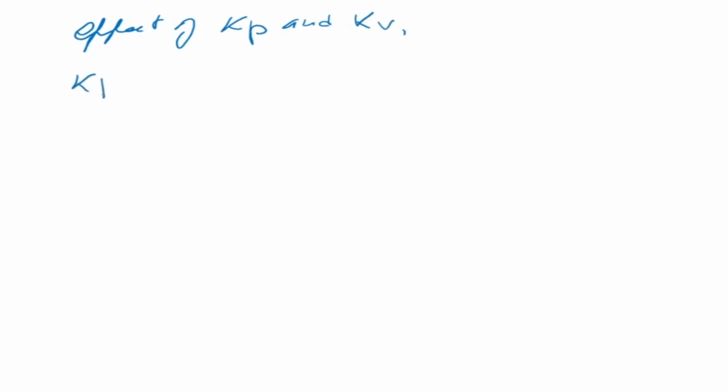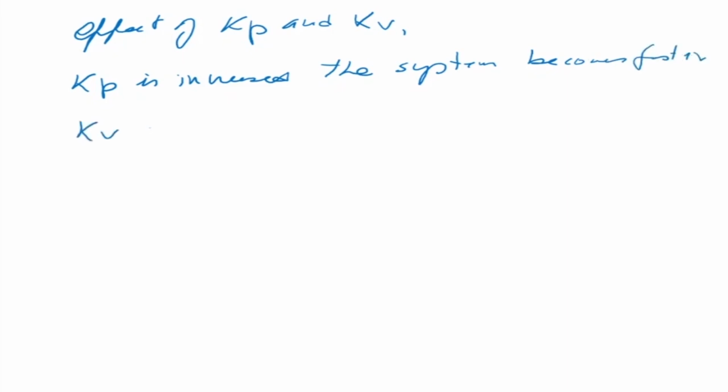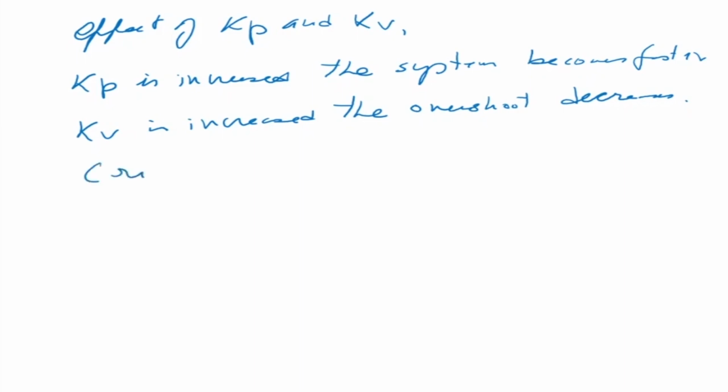See, if Kp is increased, the system becomes faster. The system response becomes faster, so it rises much faster. If Kv is increased, then the overshoot decreases. So this is the effect of Kp and Kv. Now for critical damping, we know that Kv is equal to 2 root Kp for critical damping. This condition holds.